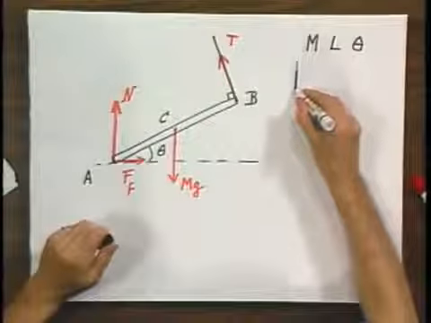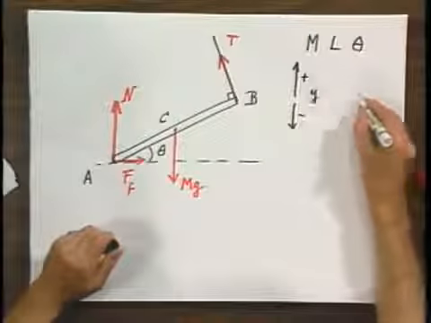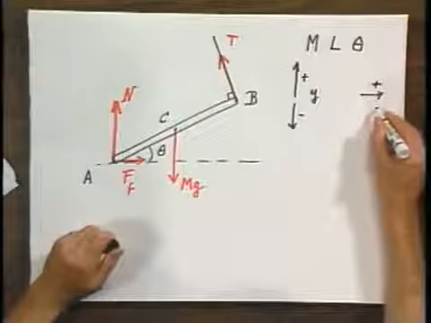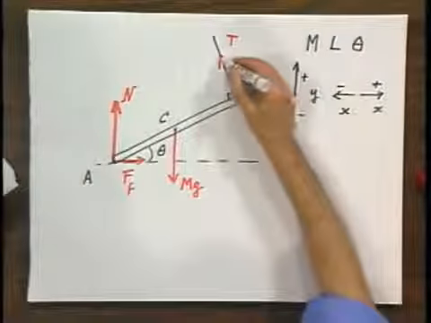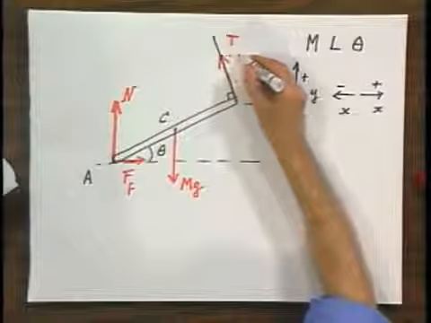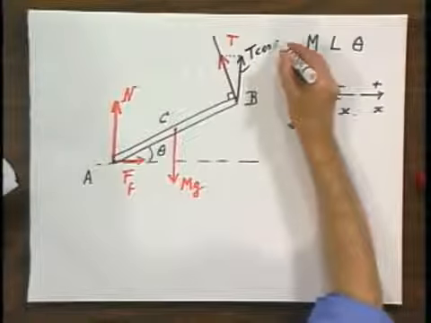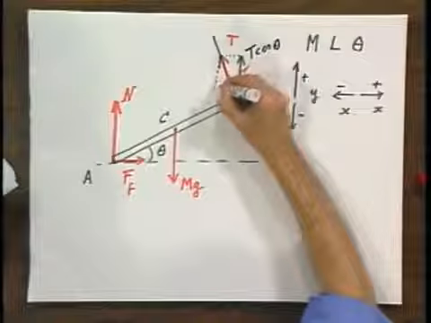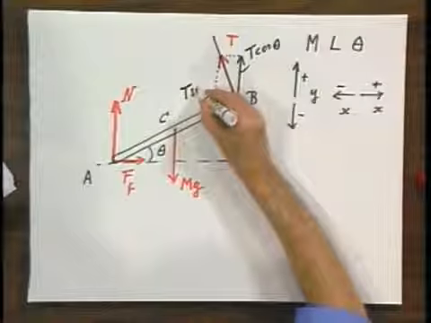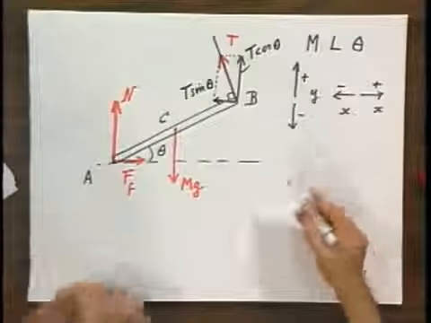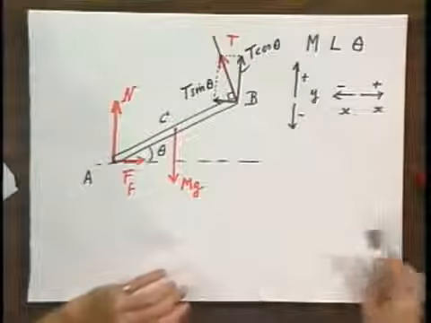Let's call this the positive y direction, and this the negative y direction. We'll call this the positive x direction, and this the negative x direction. I will decompose the tension into a force in the y direction, which is T cosine theta, and into one in the x direction, which is T sine theta. So these two black forces replace this one. All right, there we go.